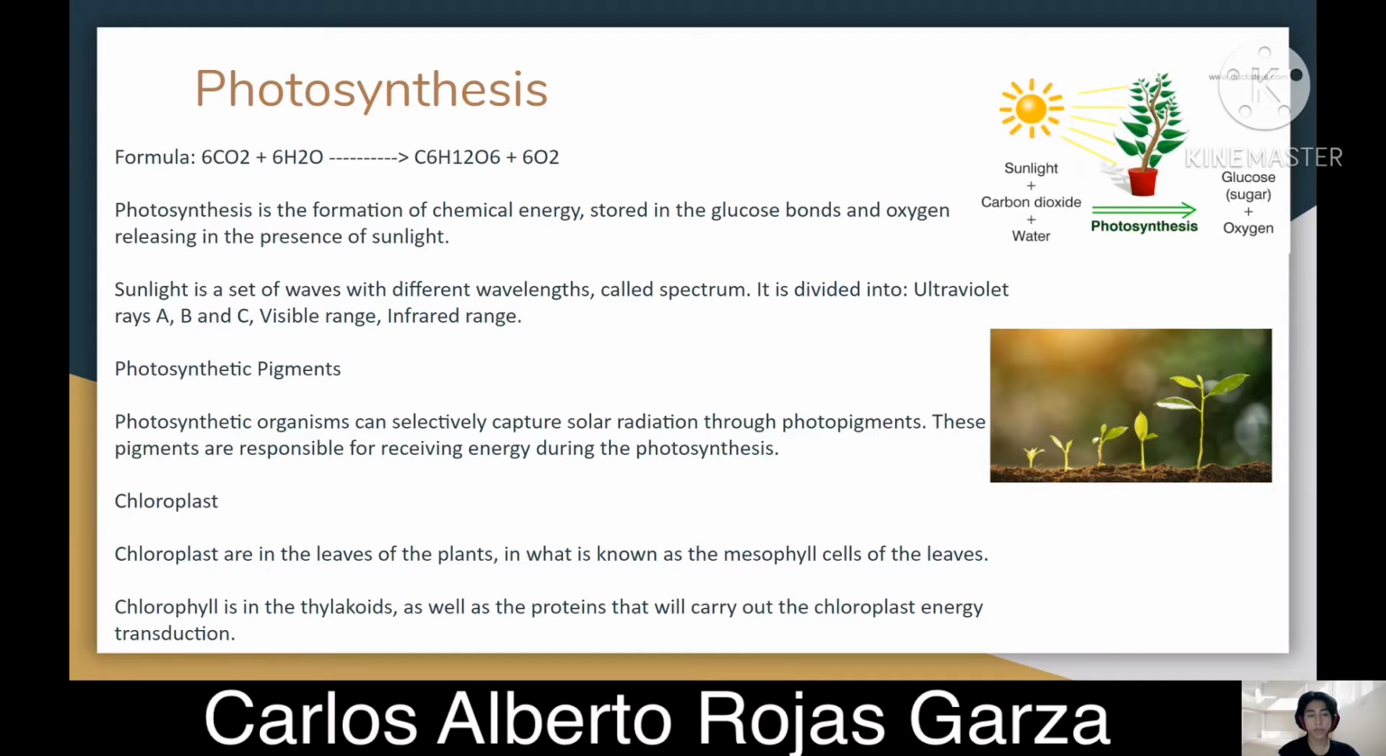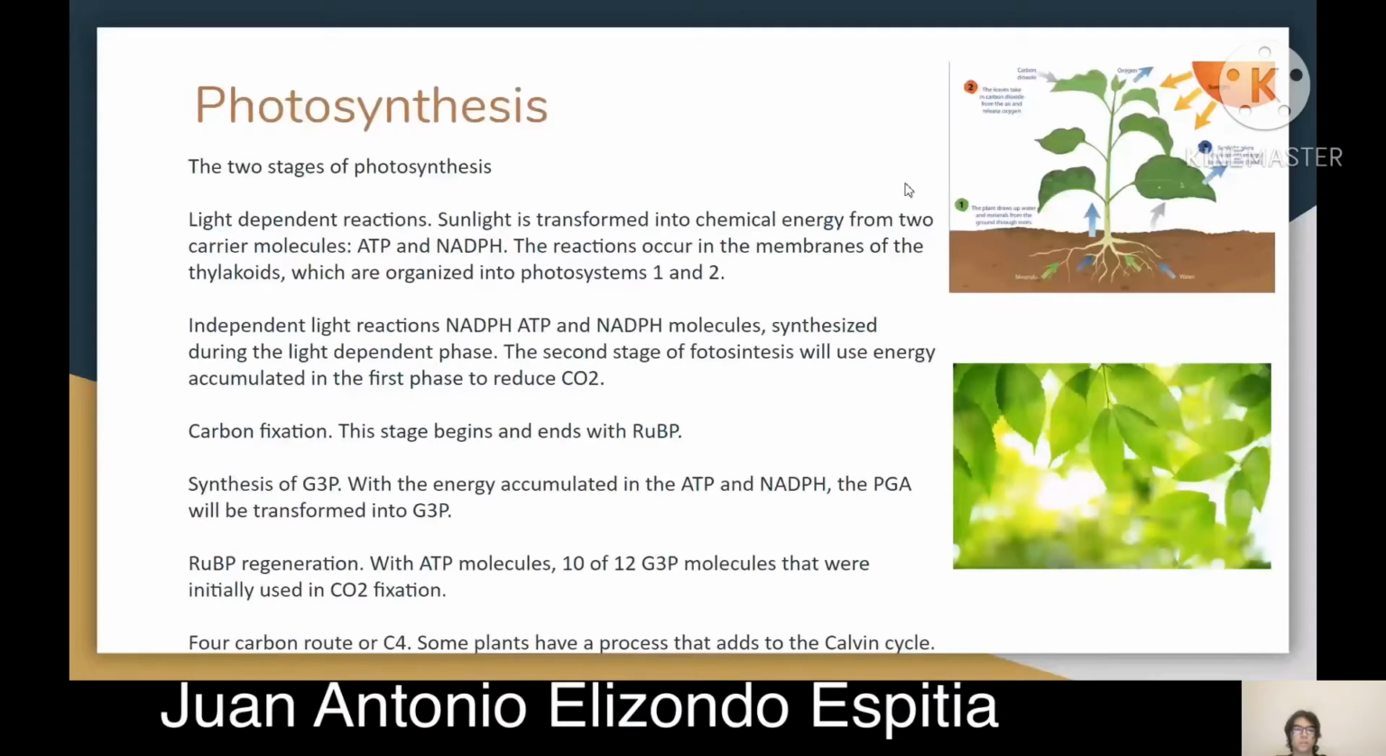chloroplasts. What are the chloroplasts? These are in the leaves of the plants. And finally, chlorophyll is in the thylakoid, as well as the proteins that will carry out the chloroplast energy transductions. Light-dependent and light-independent reactions.